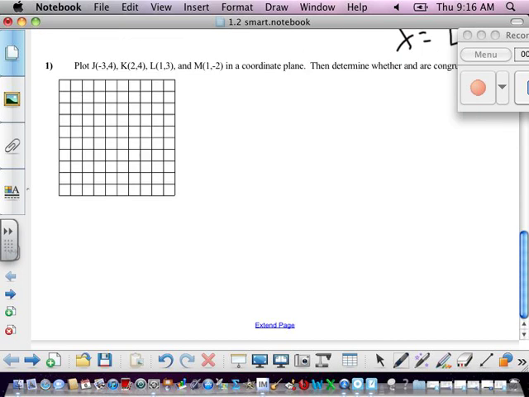So first I see this and it asks us to plot these points, but I'm looking at my graph and I'm like, I need an X and Y axis. So I'm just going to draw one right down the middle.